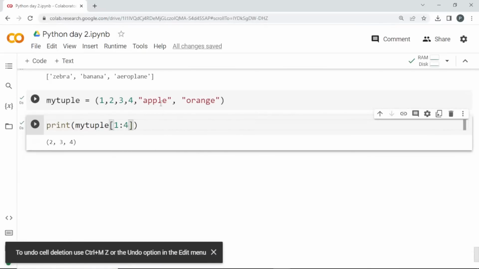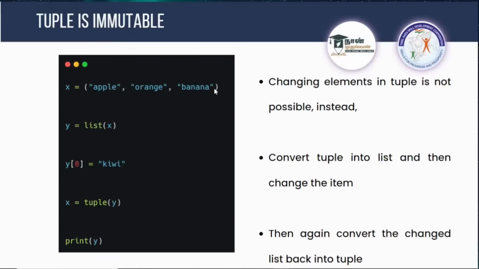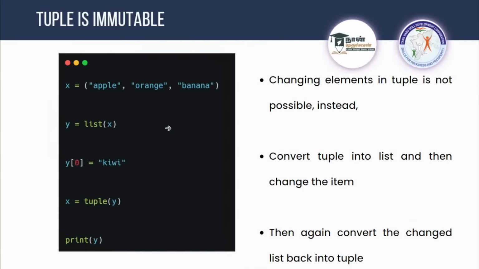If you need to change this, what you can do is convert this tuple into a list. To convert a tuple into a list, you can call this list option, and inside, if you are passing any sequence, a string or a tuple, if I pass this tuple here, it will be converted into a list and stored in y. So now y has these things in a list. A list is mutable, right? So in the 0th index I am changing that to kiwi.